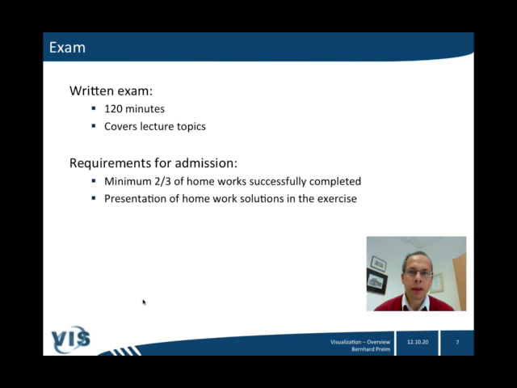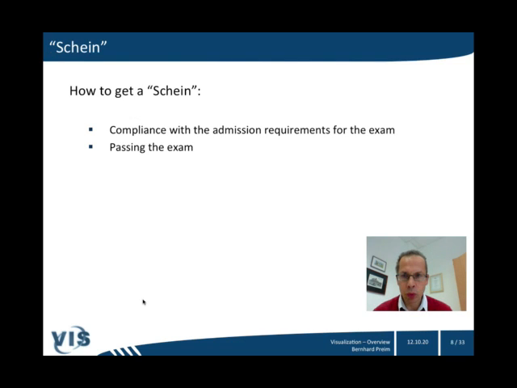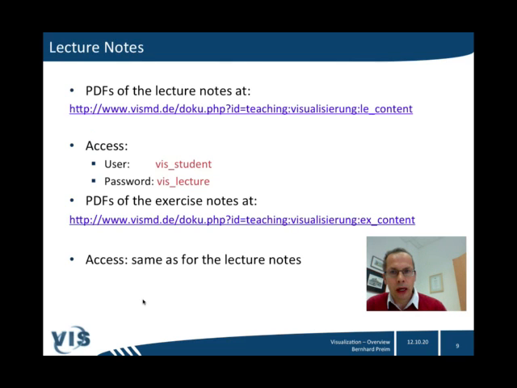The requirement for being admitted to this exam is that you do the homeworks that you get in the exercises, at least 2/3 of them. You should complete them and should be able to present them in the exercise, which takes place virtually as well. And if you want to finish this course with just a Schein, a certificate that you have done this, then you need to fulfill the same requirements for being admitted to the exam, and you should pass the exam with whatever grade. Those are the requirements to get a Schein.